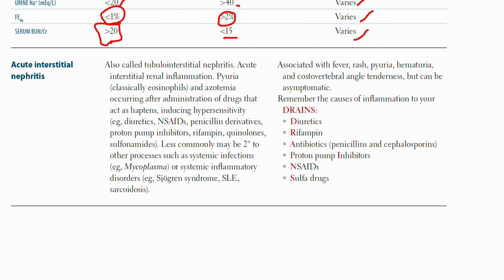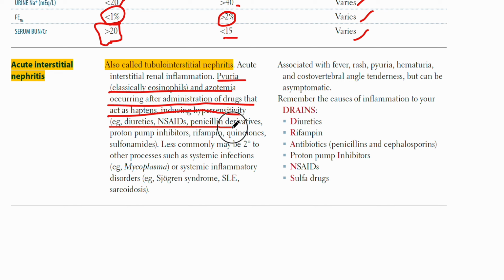Let's talk about acute interstitial nephritis, what it actually is. It is also called tubulointerstitial nephritis, acute interstitial renal inflammation. It is also called like that. There is pyuria and azotemia occurring after administration of drugs that act as haptens, inducing hypersensitivity, like diuretics, NSAIDs, penicillin derivatives, proton pump inhibitors, rifampin, and quinolones and sulfonamides. This is the actual reason.